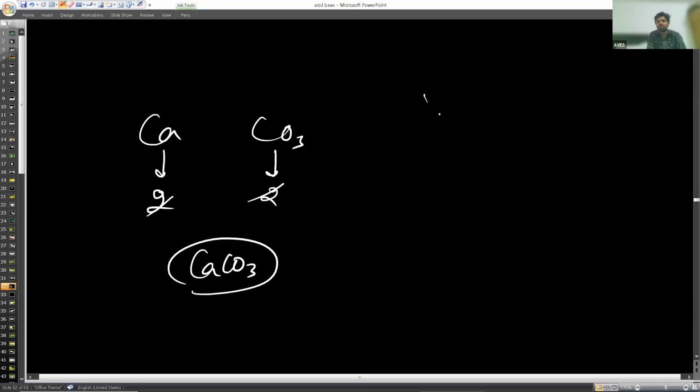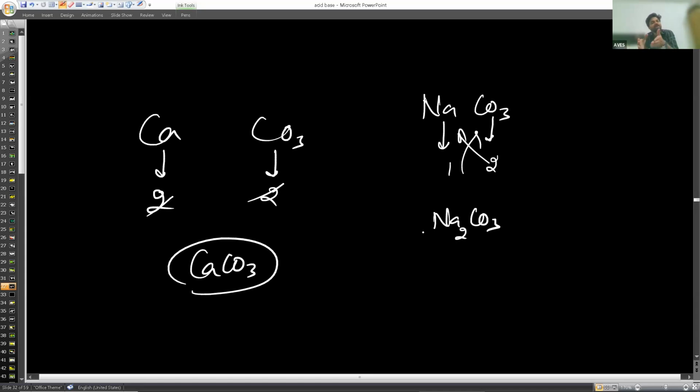Like you have sodium carbonate. Sodium has valency 1 and carbonate has valency 2, so accordingly the formula will be Na2CO3. Like in CaCO3 there is no 2, but here there is 2. According to the valency chart, we have sodium carbonate, whose formula is Na2CO3, and calcium carbonate, whose formula is CaCO3. If you have any metal carbonate reacting with acids, it is going to give you salt plus carbon dioxide plus water.